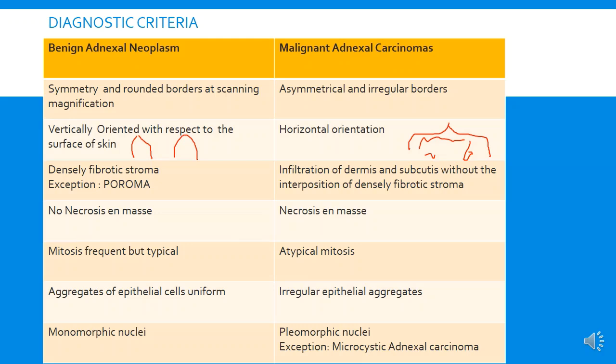And the nuclei are monomorphic in a benign adnexal neoplasm, whereas in malignant adnexal carcinoma, we see pleomorphic nuclei. Let us move on to the WHO classification of cutaneous adnexal tumors.